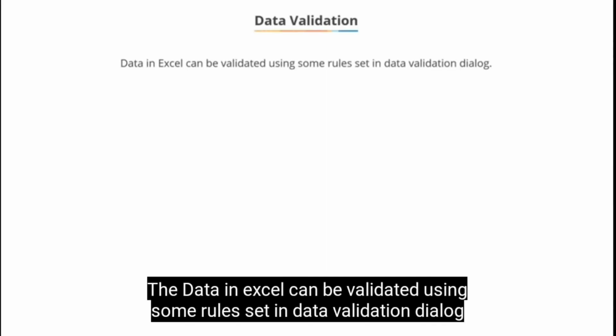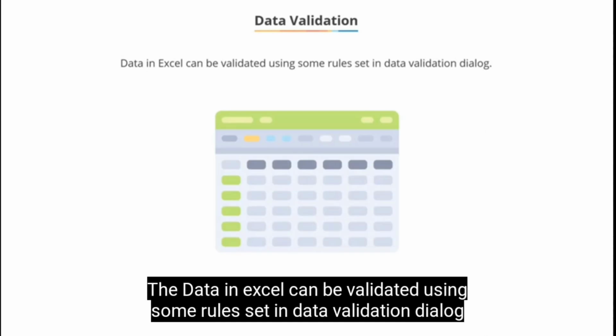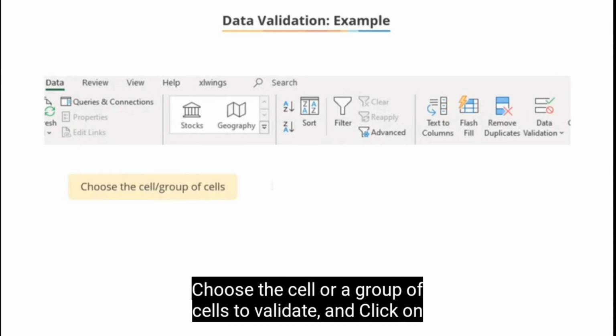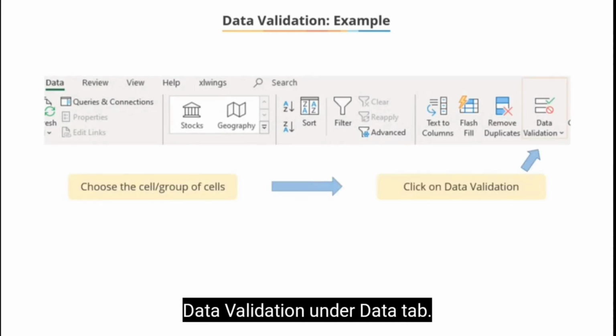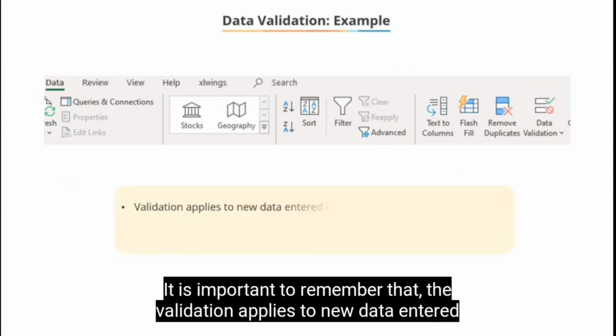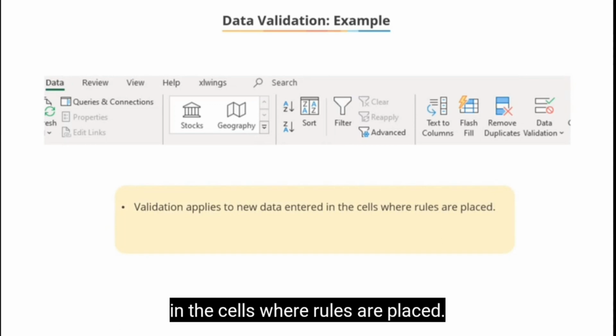The data in Excel can be validated using some rules set in data validation dialog. Let us understand data validation by considering an example. Choose the cell or a group of cells to validate and click on Data Validation under Data tab. It is important to remember that the validation applies to new data entered in the cells where rules are placed.